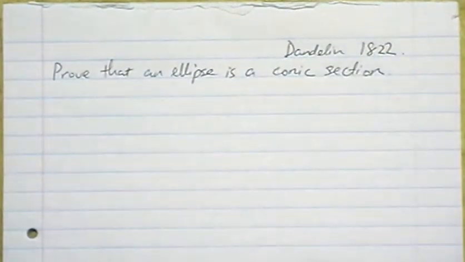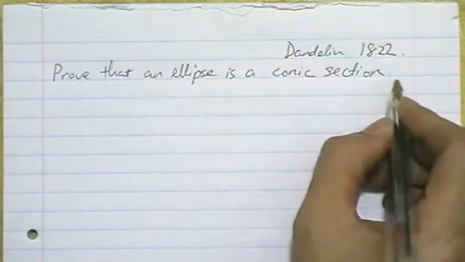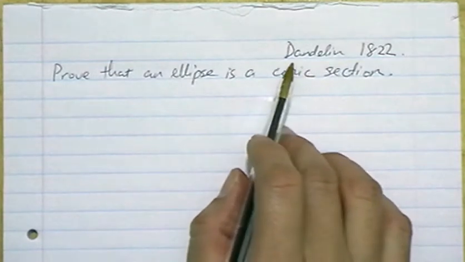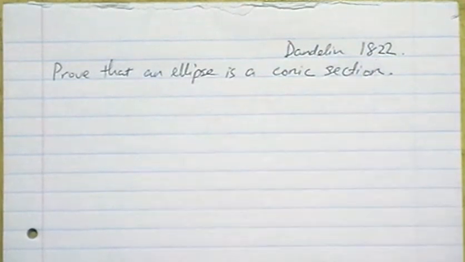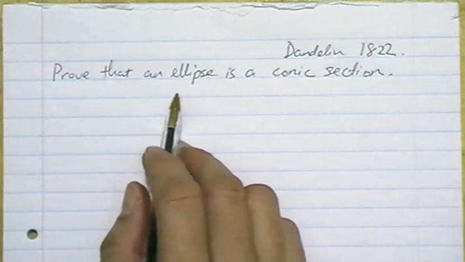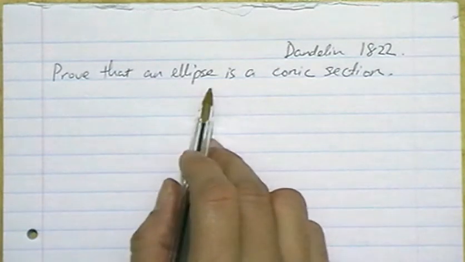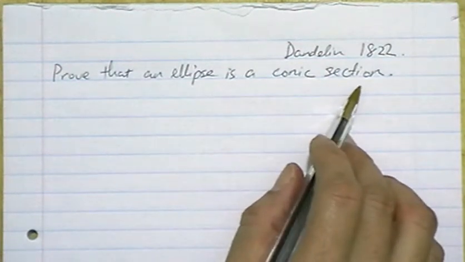In this video, I'm going to prove that an ellipse is a conic section. This is a simple proof which came from a mathematician called Dandelin in 1822. To start, I need to define what an ellipse is and what a conic section means.